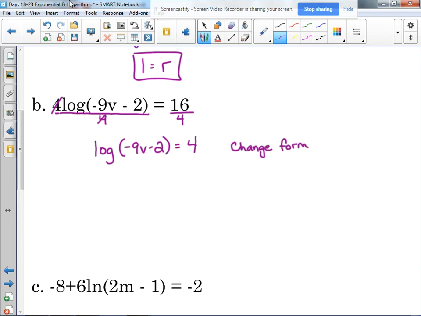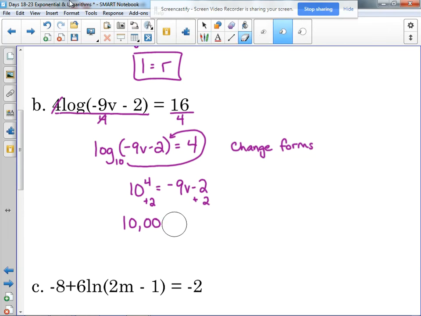This time there was no base, so remember that is base 10. It's understood to be base 10 when there's no base. So 10 to the 4th is equal to 9b minus 2. So our number is going to get a little big here. We're going to add 2 to that 10 to the 4th. 10 to the 4th would be 10,000. So that would be 10,002. When we add 2 to it, that's equal to -9b. Divide both sides by -9.